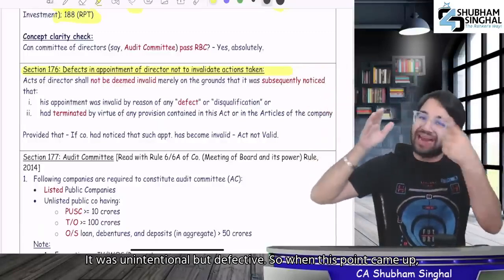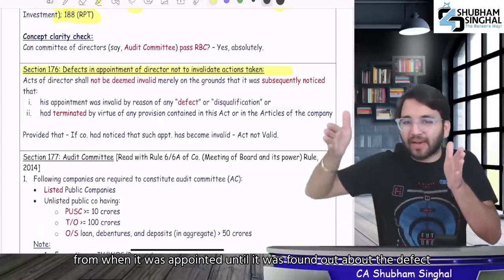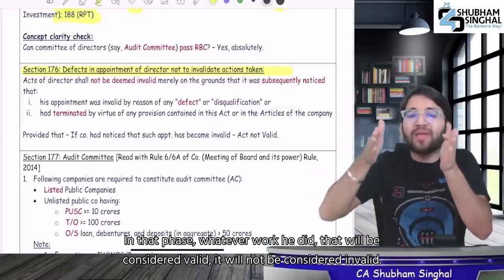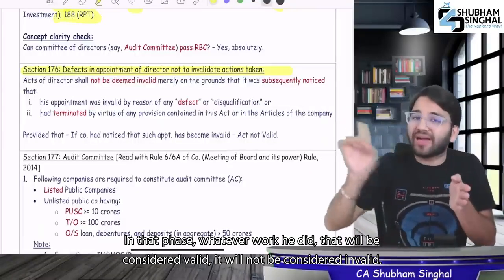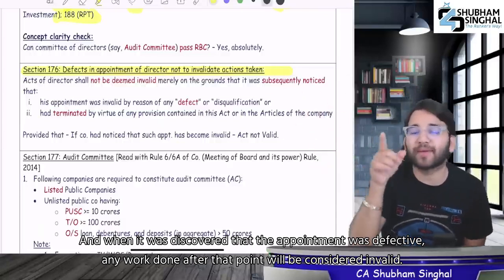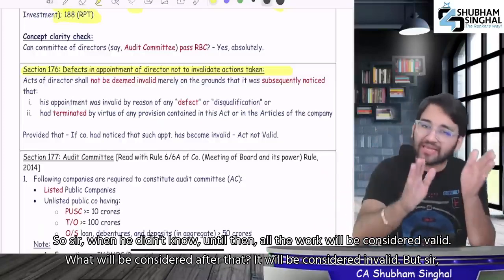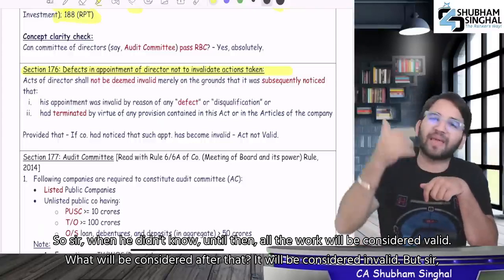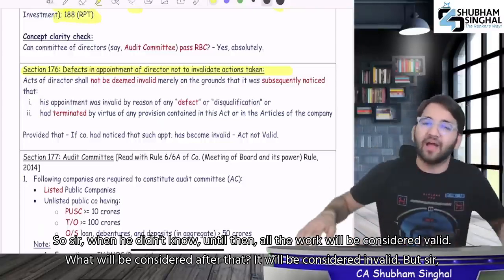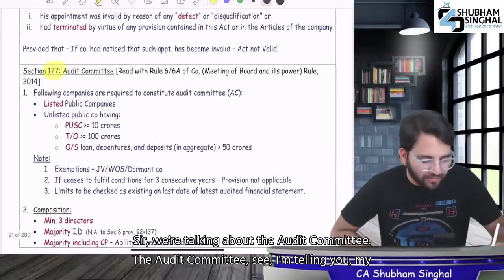Okay? It was unintentional but defective. So from the point when he was appointed until it was found defective, in that phase, whatever work he did will be considered valid, not invalid. And when it was discovered that the appointment was defective, any work done after that point will be considered invalid. Clear? When he didn't know, until then, all the work will be considered valid, while work after that will be considered invalid. That's all the provision. There is nothing more.